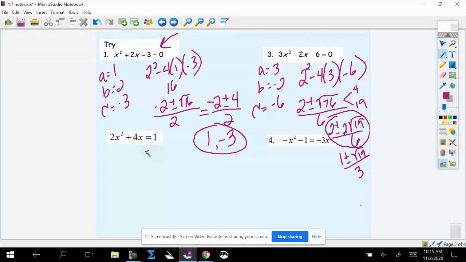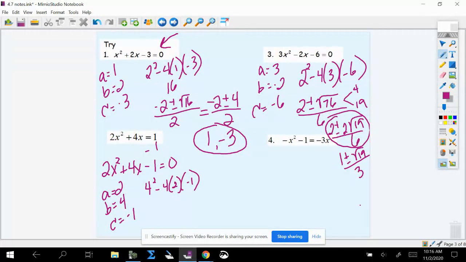All right, next one, I need to get the standard form first. So I'm going to subtract 1 to get it in standard form. So a is 2, b is 4, c is -1. So b squared minus 4 times a times c, I get 16 plus 8. I get 24 for my discriminant. So opposite of b, plus or minus the square root of 24, over 2 times 2, which is 4.